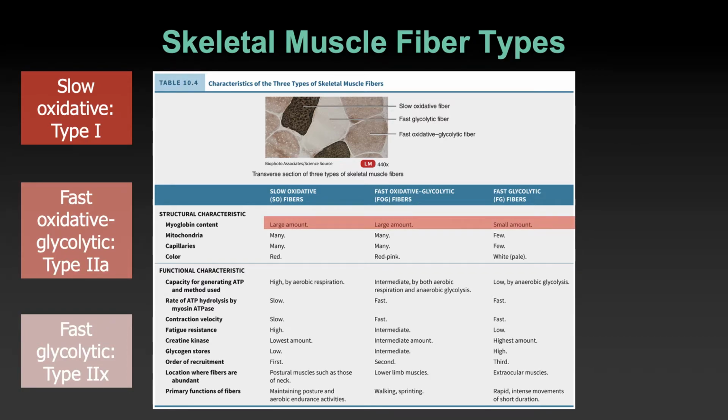What makes them look different? They look different because they have a different amount of myoglobin in them. Lots of myoglobin in type 1, very little myoglobin in type 2X. And myoglobin is a protein that binds oxygen. It tells you how much oxygen this muscle will use. So type 1 uses a lot of oxygen, and then progressively less as you go through the different types.